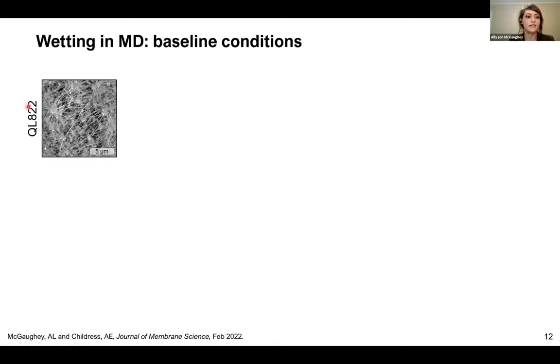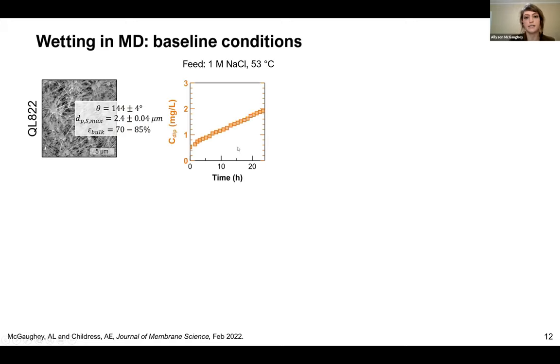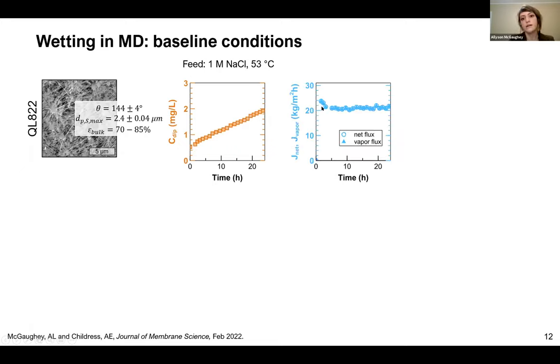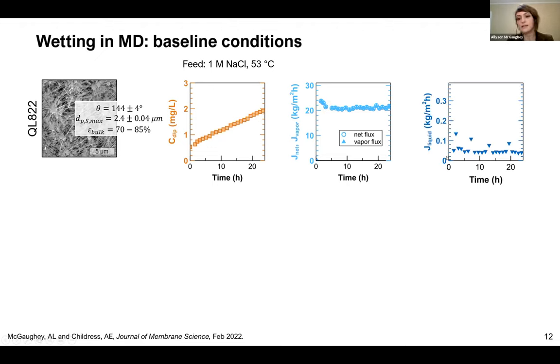So this is a second commercial PTFE membrane. It has a similar contact angle and similar bulk porosity, but a larger pore size. And we also operated here under baseline conditions. And we see that CDP increased steadily in this case throughout operation. Net and vapor flux also are very similar. They overlap here throughout operation. They're also relatively constant. And then in this case, liquid flux is also relatively constant throughout operation.